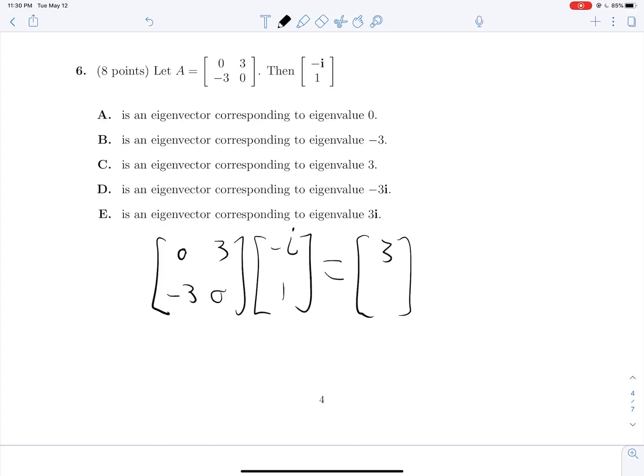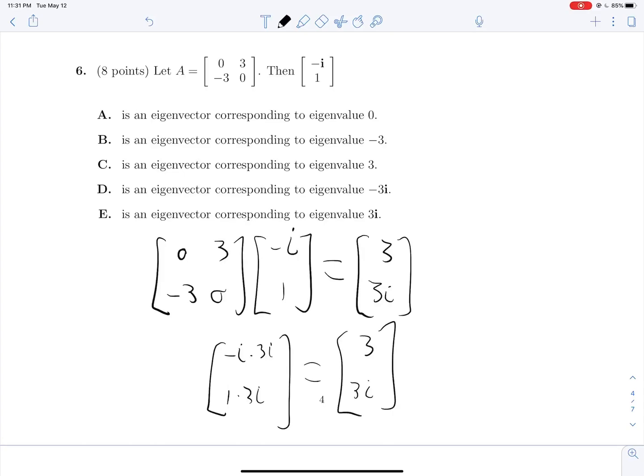We get 3 and 3i. And this guy is a factor of this thing. If we take each of these entries and multiply them by 3i, we will get negative i times 3i and 1 times 3i. That gives us 3 and 3i. So that means that this guy right here, this factor, is the eigenvalue corresponding with this eigenvector. So we get E as our answer for 6.